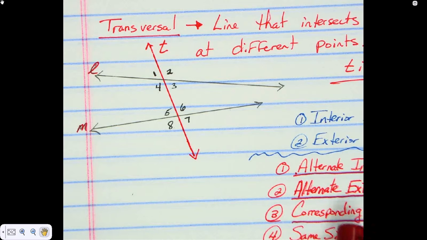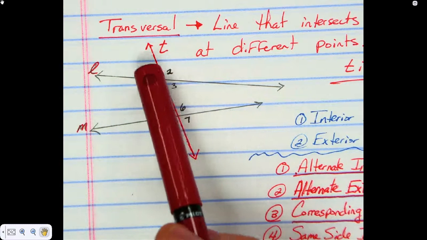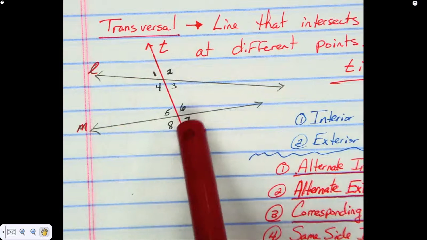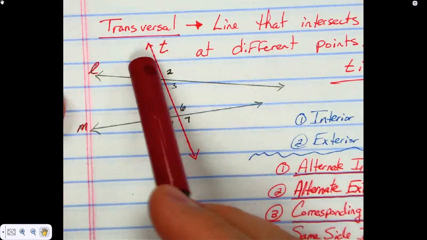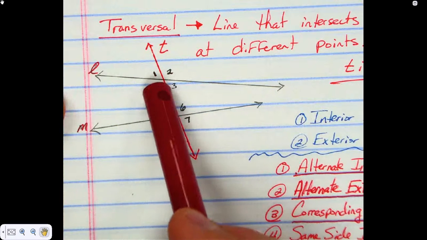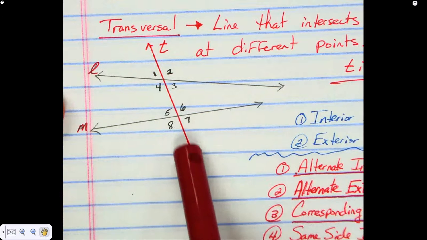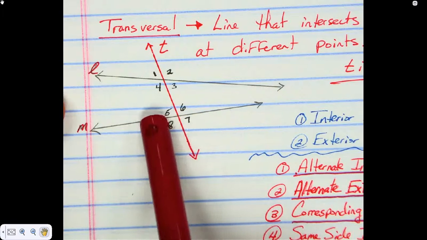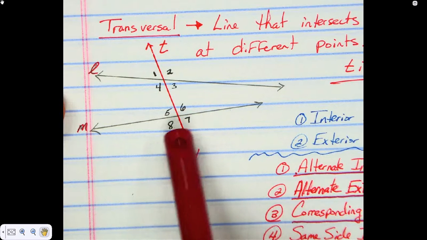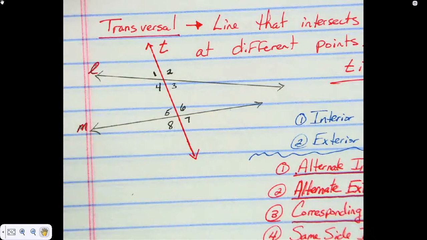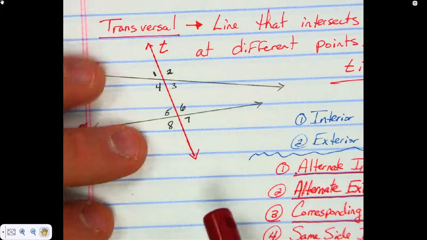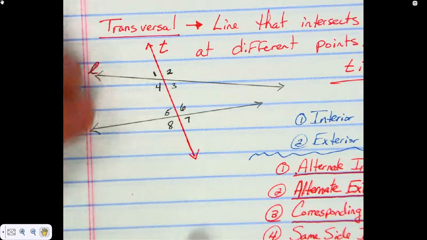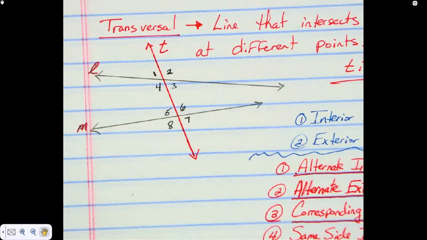What the corresponding is really dealing with here is, if you look at it, in essence, there are four angles created in the same way. There's the one on the top left, the top right, bottom left, right? Then the transversal comes down here, it creates one on the top left, top right, bottom left, right? Would you agree with that? Okay. Now, what do you think corresponds? What do you think corresponds to 1?